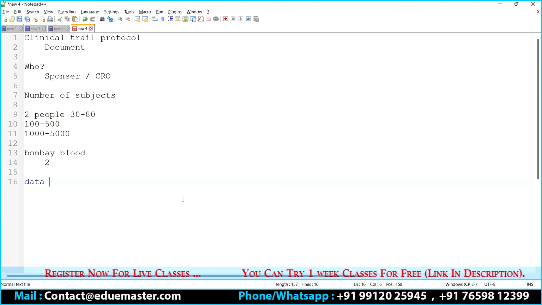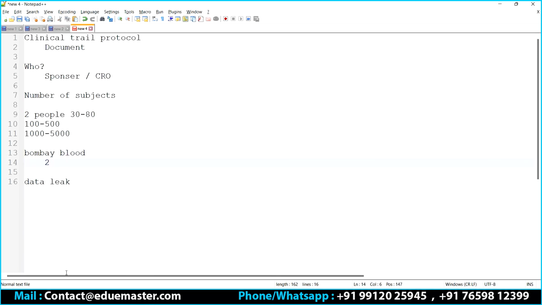But your data is leaked, either intentionally or due to some reason. So what do you mean by data leak here? You expose these 2 people to the external world, saying that there are 2 people who have Bombay blood group. Since it's a very rare group, what will happen? Anyone who is in bad need of this particular blood group, right? They can illegally contact these 2 people. If these 2 people are not willing to donate their blood, they can go to any extent. Correct or not? So the data leak is going to be the major problem.